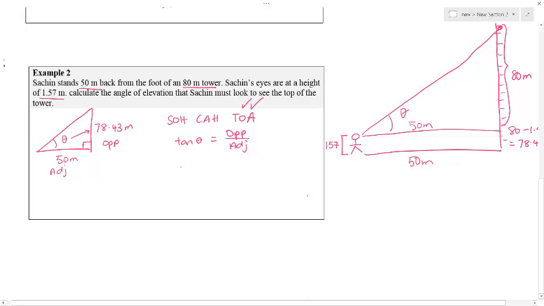Substituting our values, tan theta is equal to 78.43 over 50. We're solving for theta because it's our unknown angle. To do so, we need to do the opposite operation of tan, which is tan inverse. So I'm going to apply tan inverse to both sides. That cancels out, and theta is equal to tan inverse of 78.43 over 50.